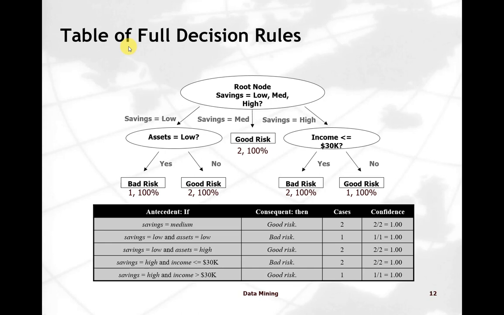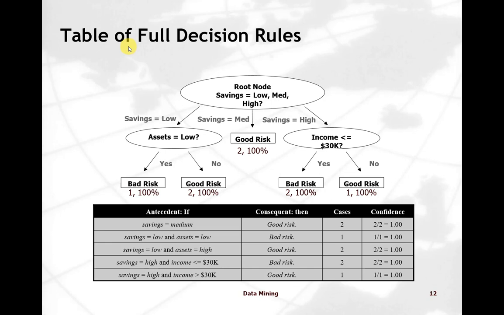And then you have 4 more. 1, 2, 3, 4. So you have 4 rows. If you have 16 leaf nodes, you have 16 decision rules, completely from top to bottom. They may have different lengths, right? Depends on the path. But the table will summarize the tree very well.